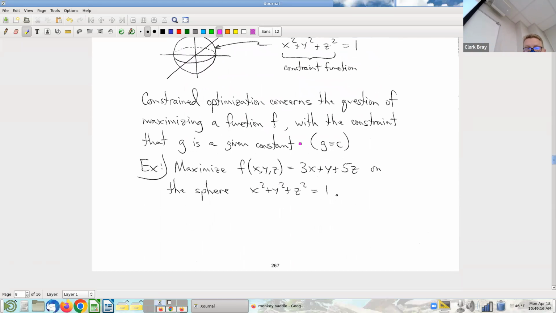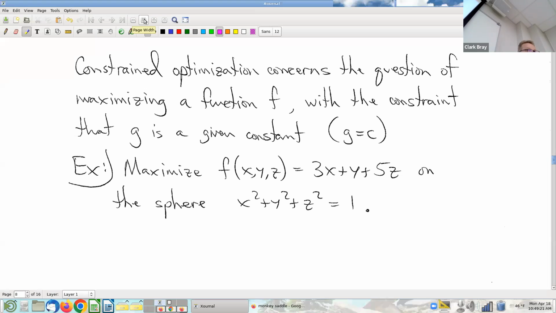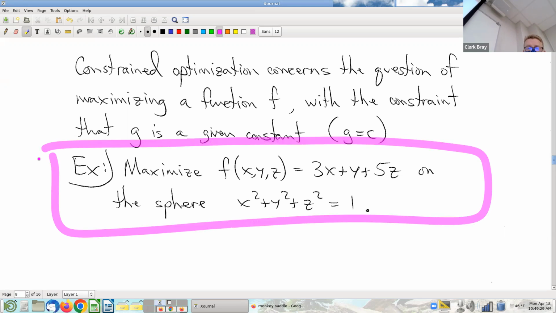Quick observation. There is something confusing about these constrained optimization problems, and that is there are 2 separate functions that we're dealing with. So for example, here we're trying to maximize that function subject to a certain constraint. Okay, well, there are therefore 2 functions involved.